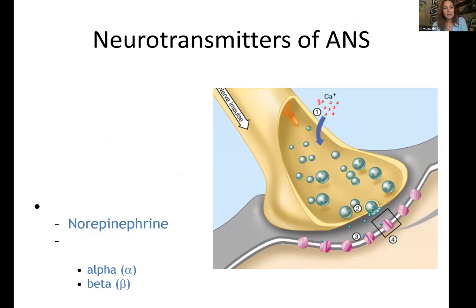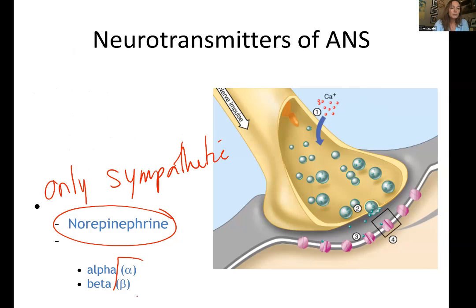The other neurotransmitter is norepinephrine, only sympathetic, and those receptors could be either alpha or beta. It could also be epinephrine too. I just keep using norepinephrine as an example, but epinephrine as well. You've probably heard of medications known as beta blockers. A lot of people with high blood pressure are on various forms of beta blockers. It's trying to make sure your heart rate doesn't increase, so it's going to block the sympathetic effect. So norepinephrine would be released and it will bind to an alpha or beta receptor.